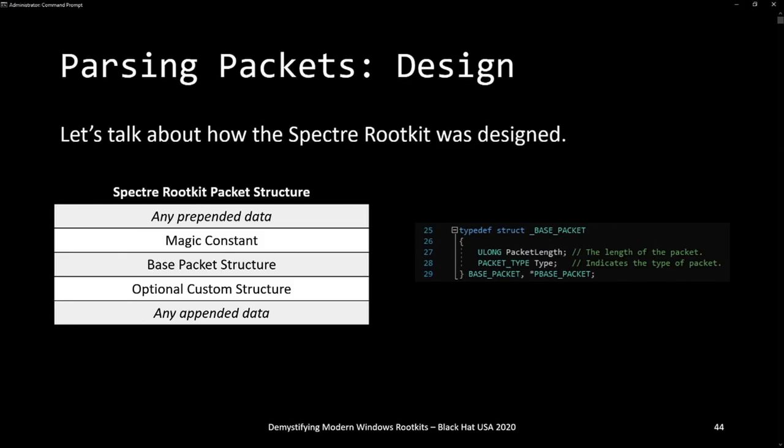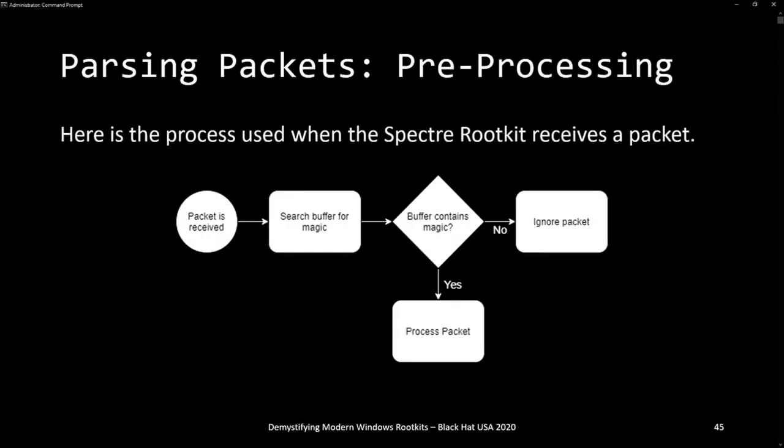The idea with this packet structure is that you can send any packets you'd like before the malicious packet or after the malicious packet, and even in the malicious packet itself, you can prepend or append any data you'd like besides the magic value. So once a packet is received by the malware, it'll search the buffer received for the magic value. And if the buffer contains the magic, it'll go ahead and pass it along for processing. If it does not, it'll simply ignore the packet.